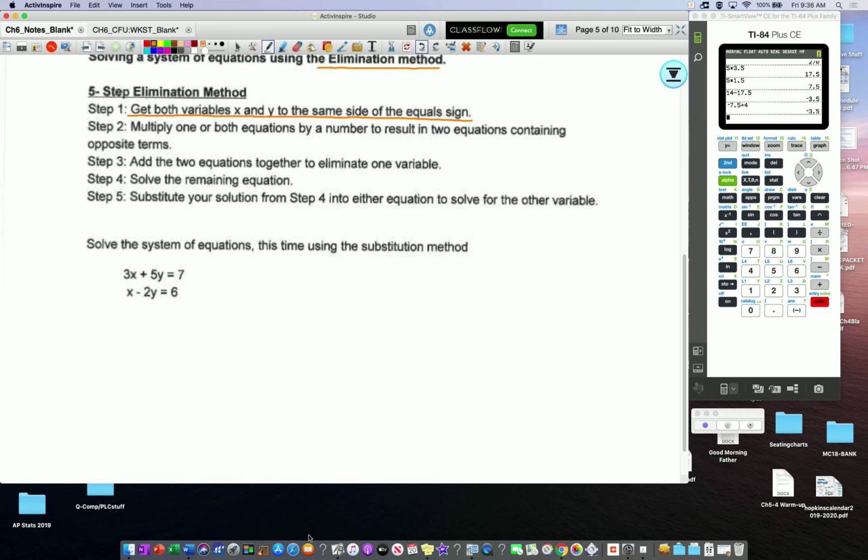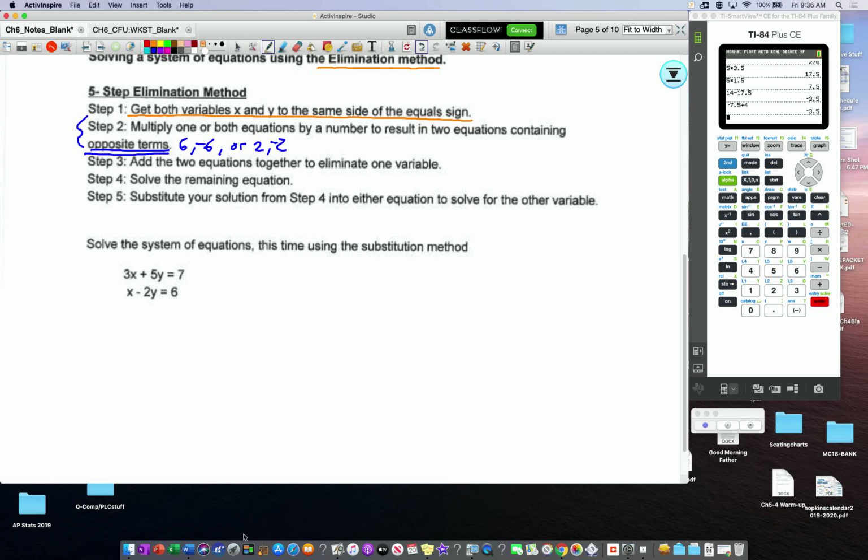Now step 2, this is the trickiest part. Multiply one or both equations by a number to result in the two equations containing opposite terms. You just have to decide, do you want x to be opposite in numbers or do you want y to be opposite in numbers? When we're talking about opposites, that's like 6 and negative 6 or 2 and negative 2.